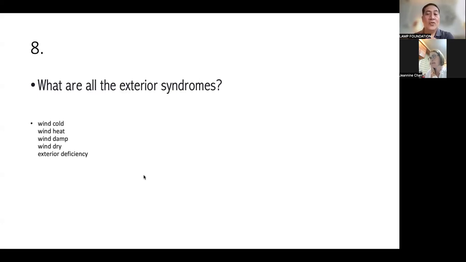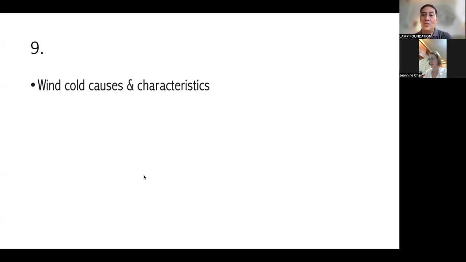Very good. Wind cold, wind heat, wind damp, wind dry, dryness, and exterior deficiency. If you notice, the wind would accompany the pathogen. So there is always a partner. Okay, let's talk about wind cold. What are the causes and characteristics of the wind cold?